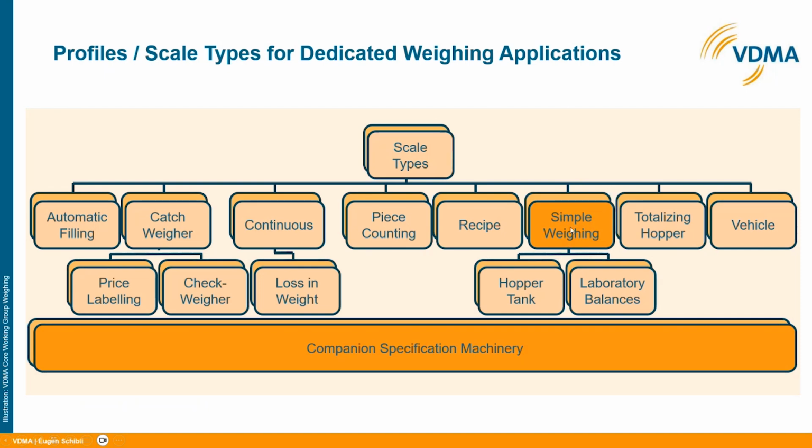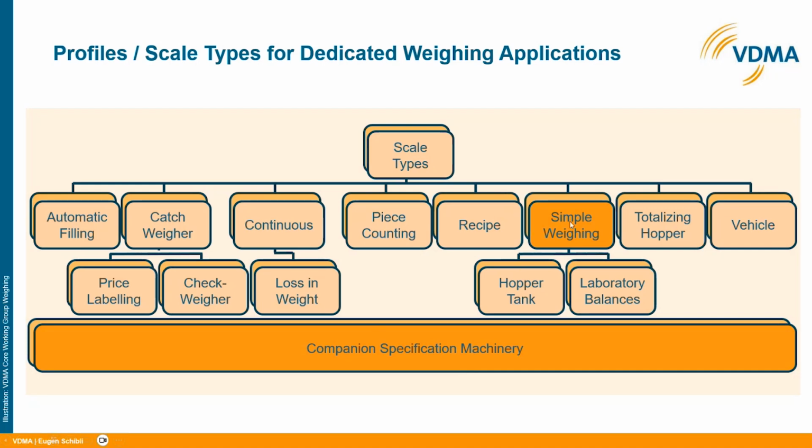So the most common is simple weighing. Simple weighing includes gross, net, tare, and a couple of notes and methods that are coming from the companion specification machinery. Then we have, as I mentioned, piece counting, continuous weighing, catch weighers, loss in weight feeders. But all these scale types are based on the companion specification machinery.